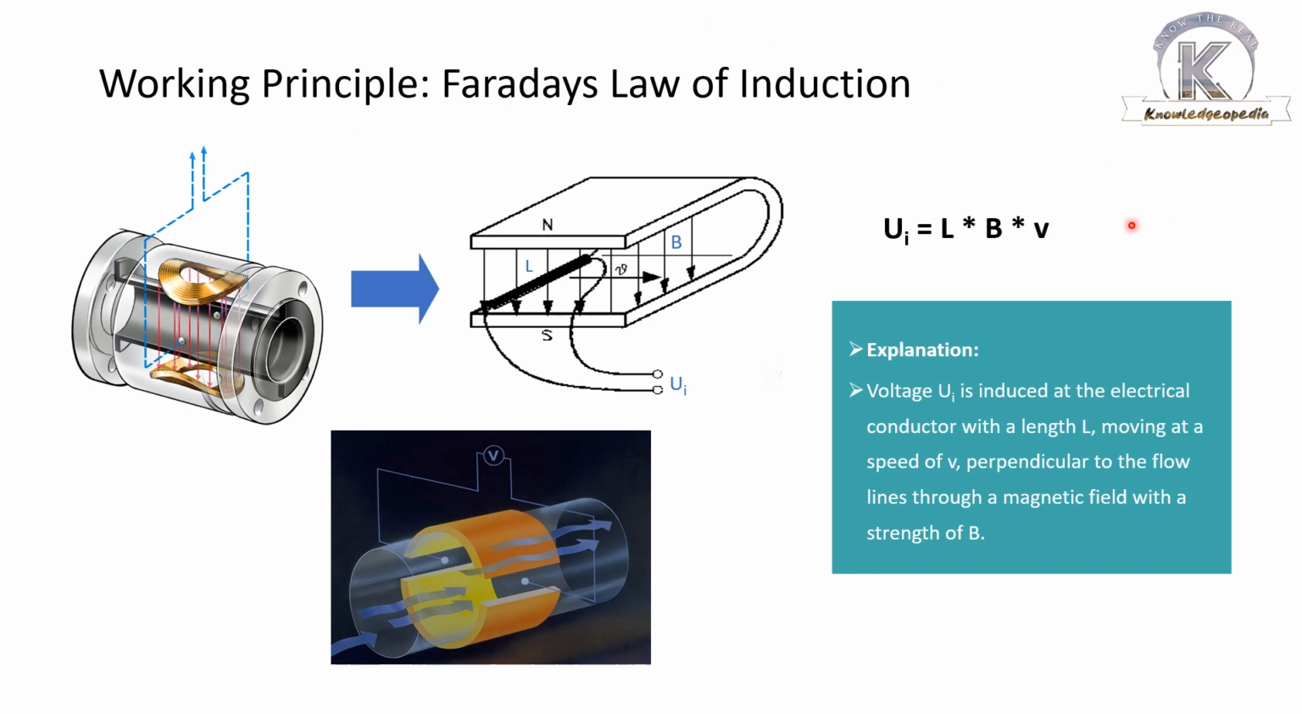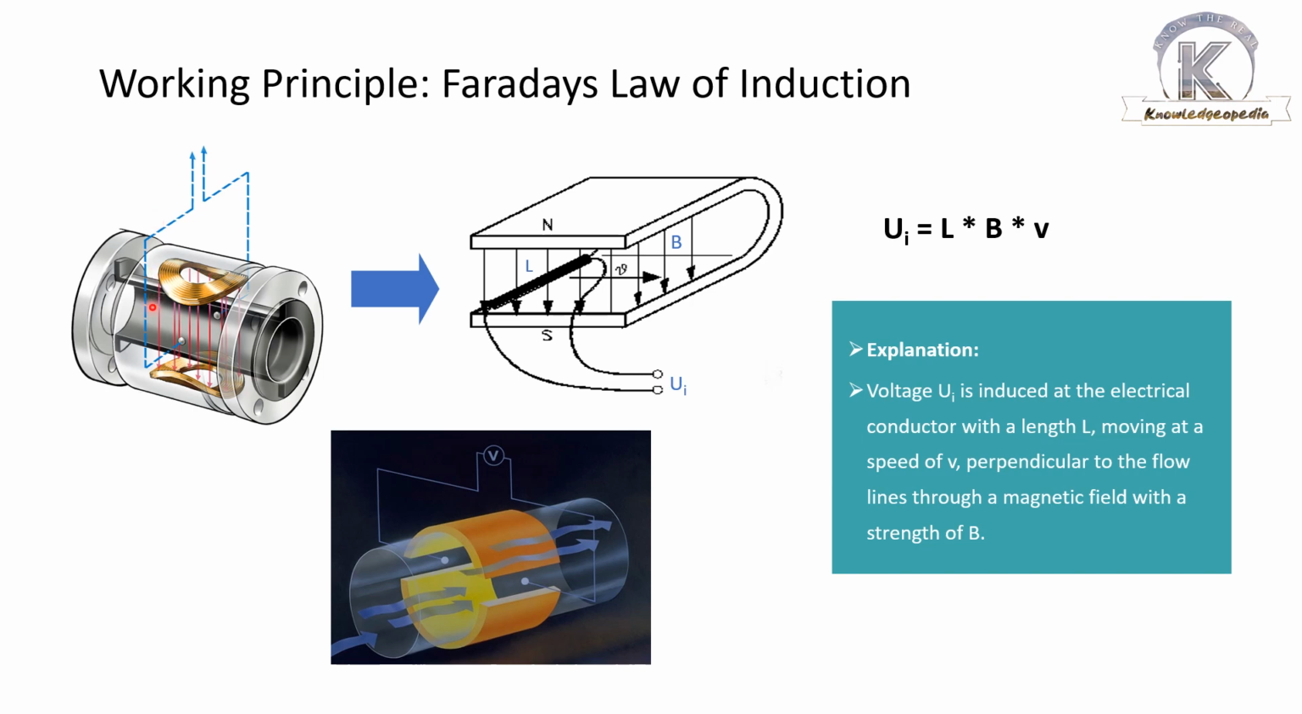A conductive liquid passes through an alternating magnetic field generated by the coils. These are the coils. Just above and below there are two coils, which are continuously generating the magnetic field.